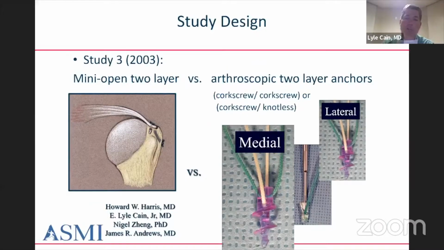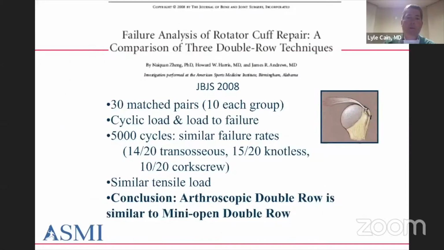So we did one of each, matched pair cadavers in 30 different cadavers. And what we found was that in those 30 cadavers, the cyclic loading and load to failure were very similar. And we found that we could, through an arthroscopic double row, make a similar type structural repair to a mini open double row.